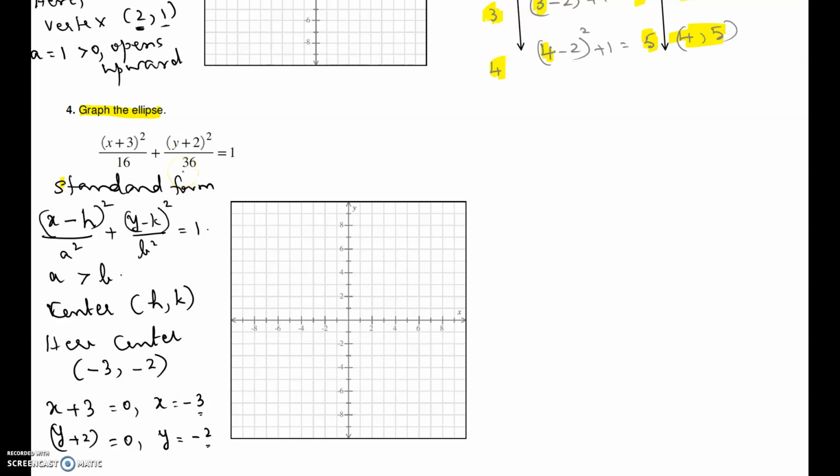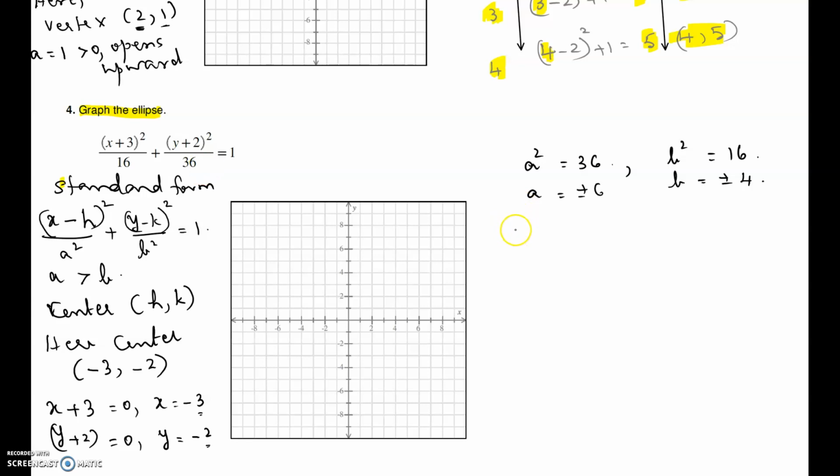Here the bigger one, a square in this case, is 36. So we usually consider a square, the bigger one, as 36, then the smaller one as 16. So a is plus or minus 6, b is plus or minus 4. So as the bigger one is right under y, the graph is elongated about the line parallel to y-axis.